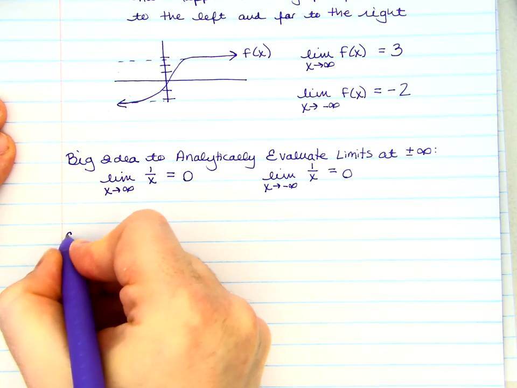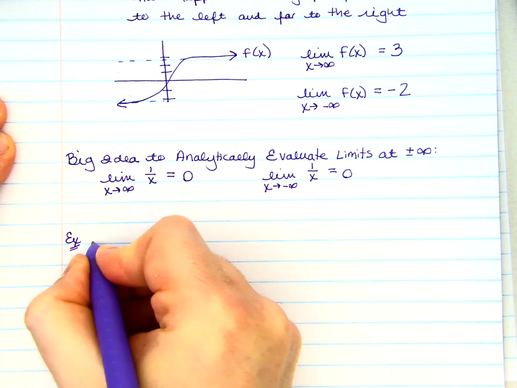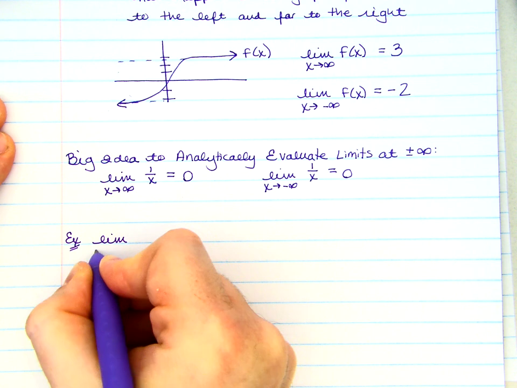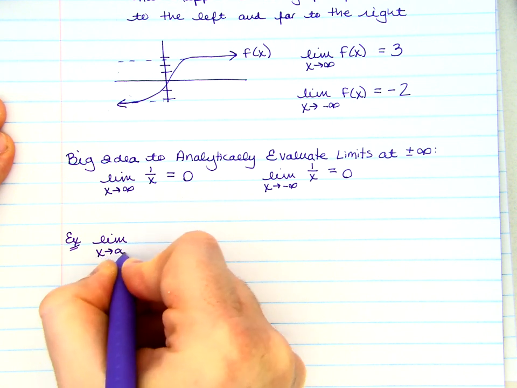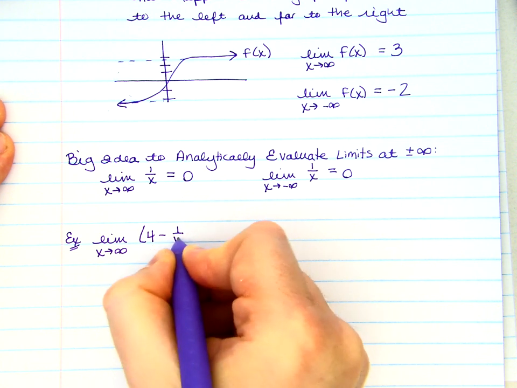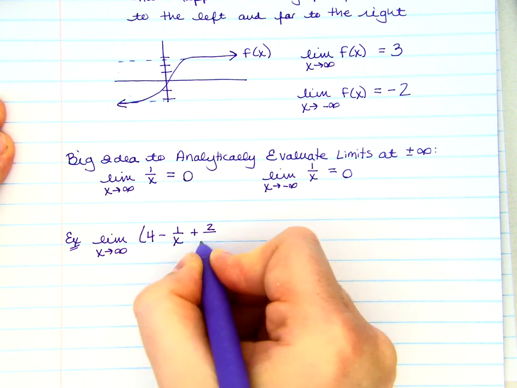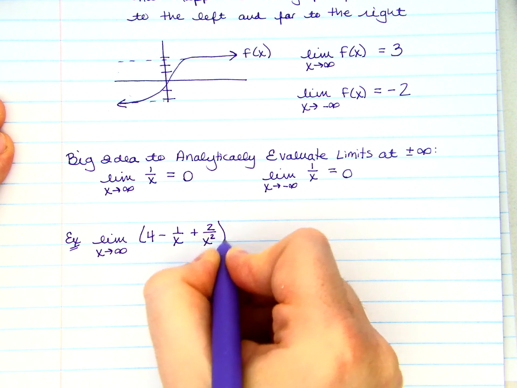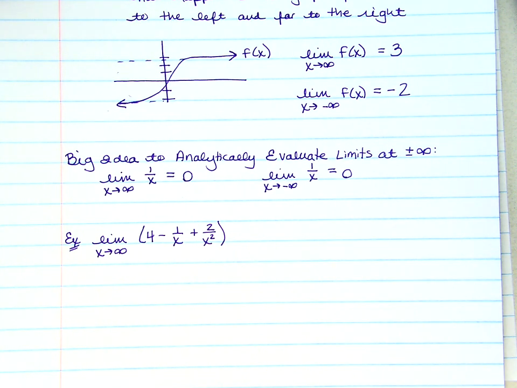First example I'd like to look at. Let's look at the limit as x approaches infinity of 4 minus 1 over x plus 2 over x squared. The limit as x approaches infinity of 4 minus 1 over x plus 2 over x squared.